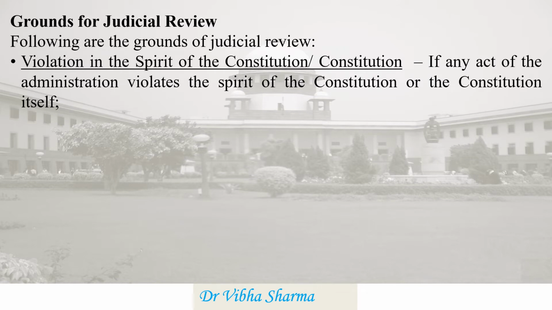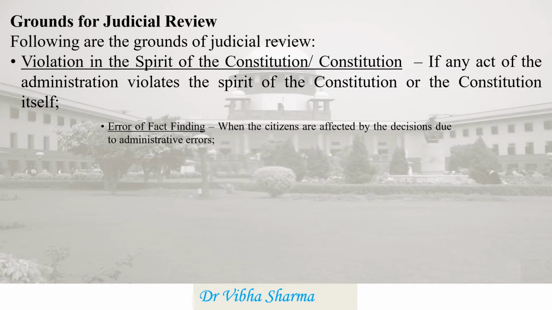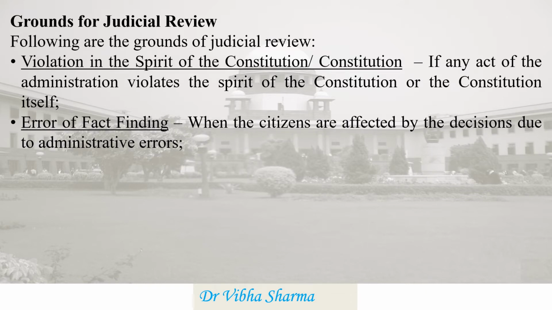Grounds for judicial review. Following are the grounds for judicial review. Violation in the spirit of the Constitution or the Constitution itself. If any act of the administration violates the spirit of the Constitution or the Constitution itself, then it becomes a ground of judicial review. Error of fact finding. When the citizens are affected by the decisions due to errors in the fact finding or other administrative errors.